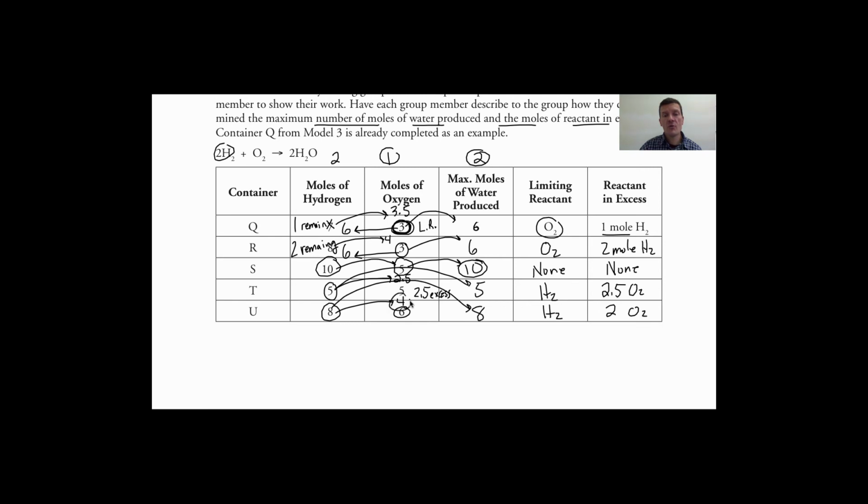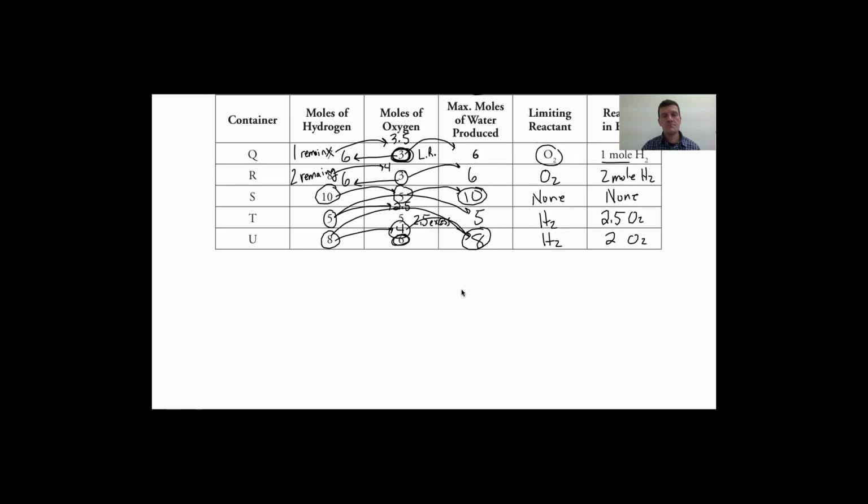You could use this 4 if you wanted to, but don't use the 6. You don't use 6 moles of oxygen. You only use 4. You could use 4 and double it because it's a 2-to-1 ratio, but don't use the number that is not all consumed. Never use that number to find out how much is produced. Okay?